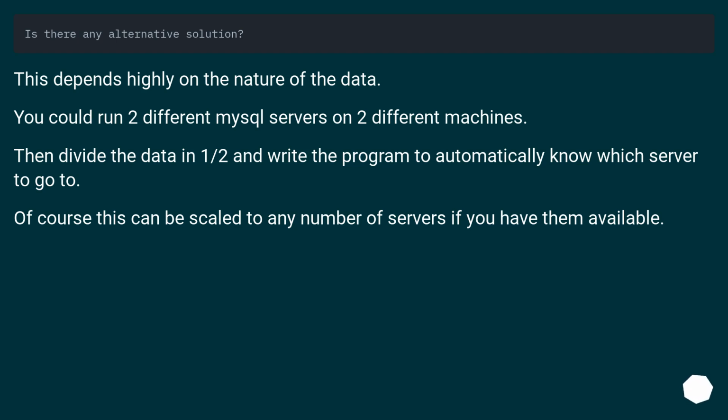This depends highly on the nature of the data. You could run 2 different MySQL servers on 2 different machines. Then divide the data in half and write the program to automatically know which server to go to. Of course, this can be scaled to any number of servers if you have them available.